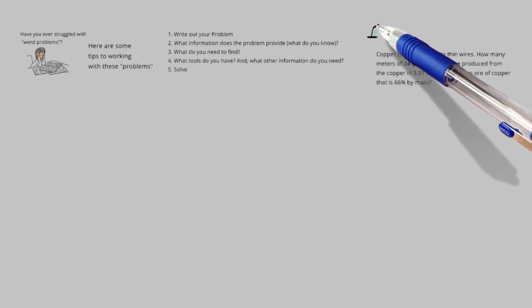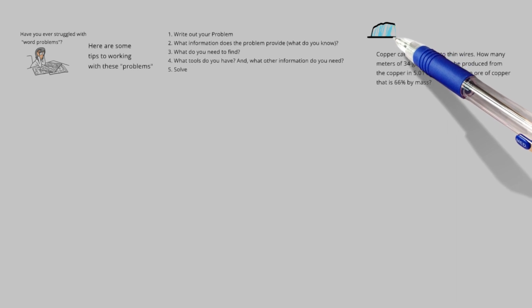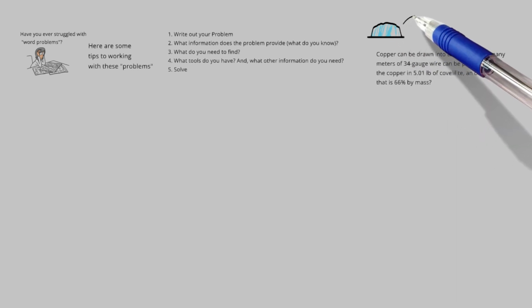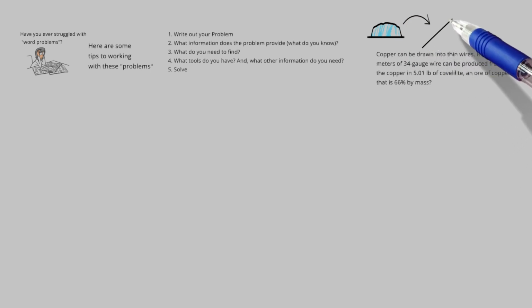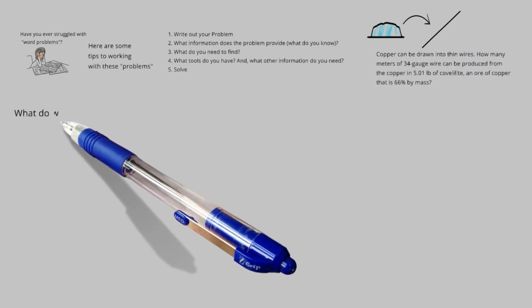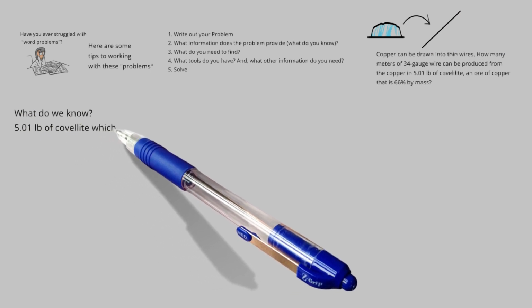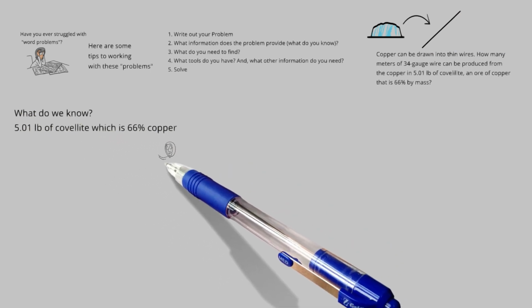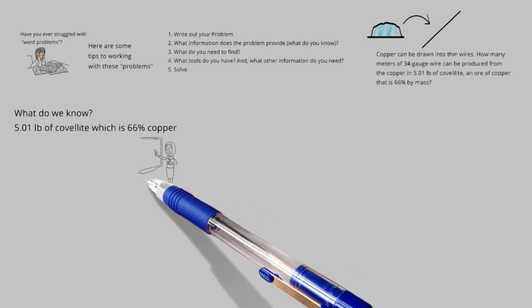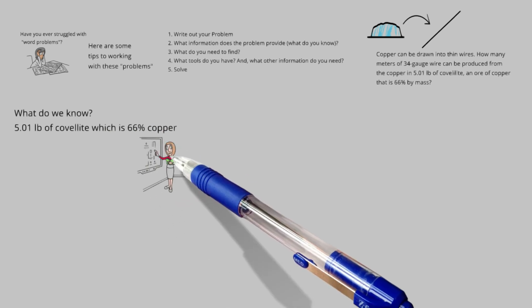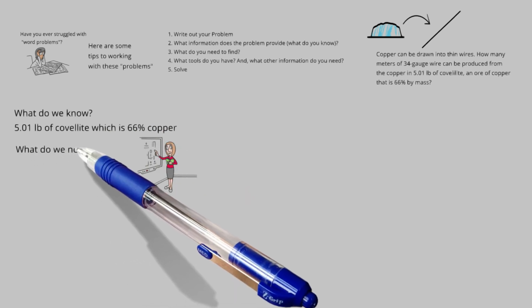Copper can be drawn into a thin wire, and we need to know how many meters of 34 gauge wire can be produced from an ore of copper that we're told is 5.01 pounds, and it's 66% by mass. So what do we know? We know the mass of the covellite, and we know that it's 66% copper. But is that really going to tell us what we need?